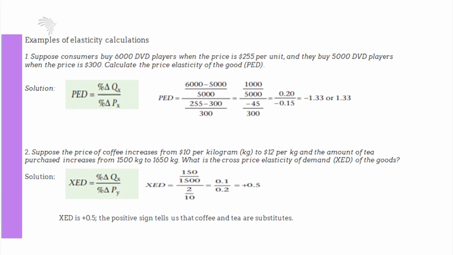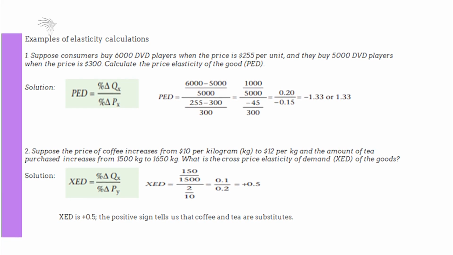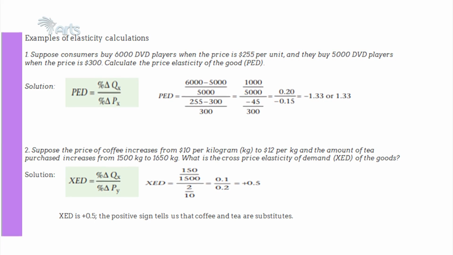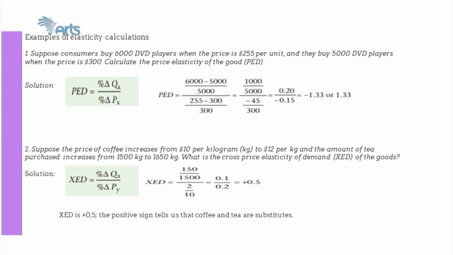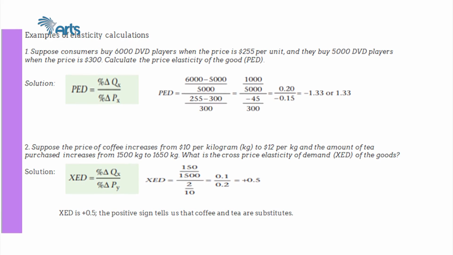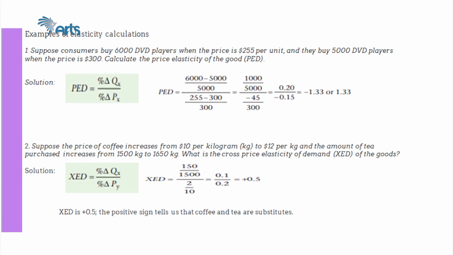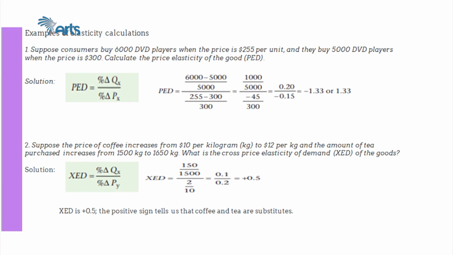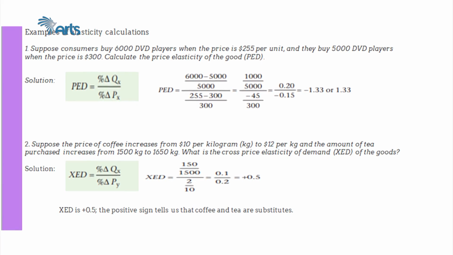By taking the numbers, XED will be 150 divided by 1,500 all over 2 divided by 10, and the final answer would be positive 0.5. So here XED is positive 0.5, meaning the positive sign tells us that coffee and tea are substitutes.